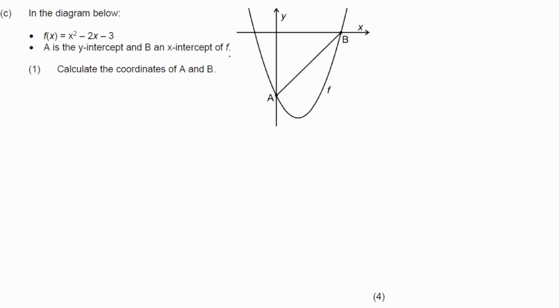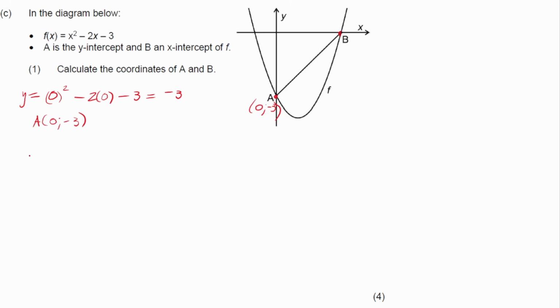In this question, we're given this parabola, and they say that A over here is a y-intercept, and B is the x-intercept of f. And they want us to calculate the coordinates of A and B. So pretty simple. We're given the equation of the parabola, and we need to find A and B coordinates. So A is just a y-intercept of a parabola. So that's just if we set x is equal to 0. So we write y is equal to 0 squared minus 2 times 0 minus 3. So that's just equal to minus 3. So we know the coordinates of A is 0, minus 3. We can also write it here.